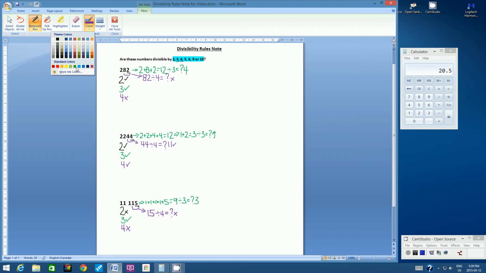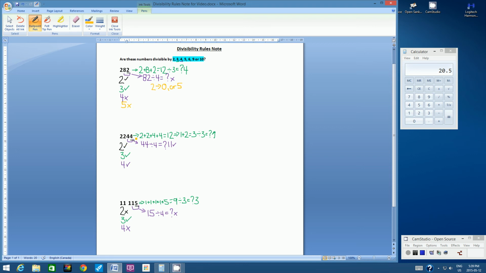5 is a pretty easy one. I'm sure you already know it. So to determine whether a number is divisible by 5, we look at the last digit. So in this case, the last digit is 2. Well, if it is divisible by 5, it must end in a 0 or a 5. Is 2 a 0 or a 5? No, it is not. So this number is not divisible by 5.